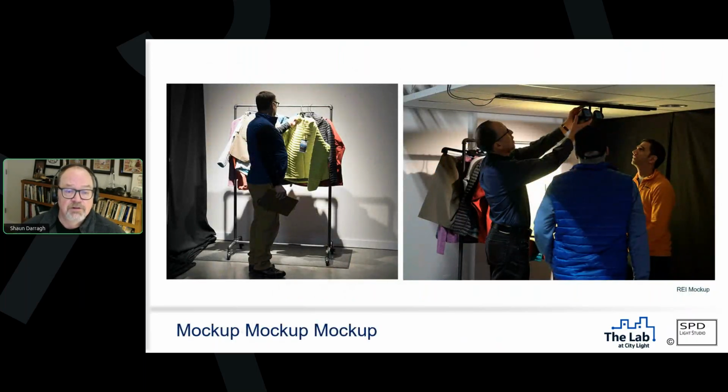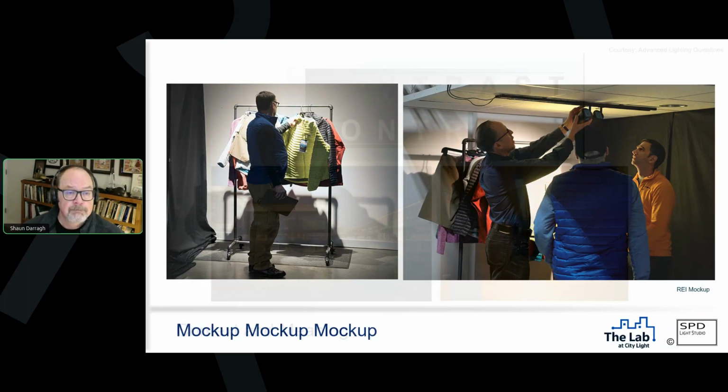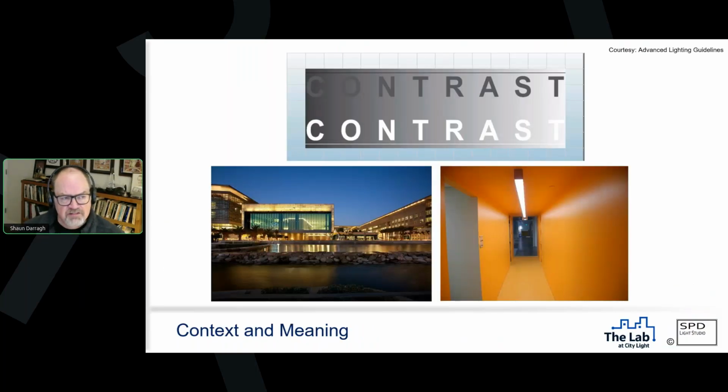At the lab in Soto, we actually hosted a mock-up for REI at one point when they were going ahead and testing for a new rollout of all of the accent lighting for their stores nationwide. We had them bring in a bunch of light fixtures and look at them on some of the textiles so that they could get a sense of what that would look like.